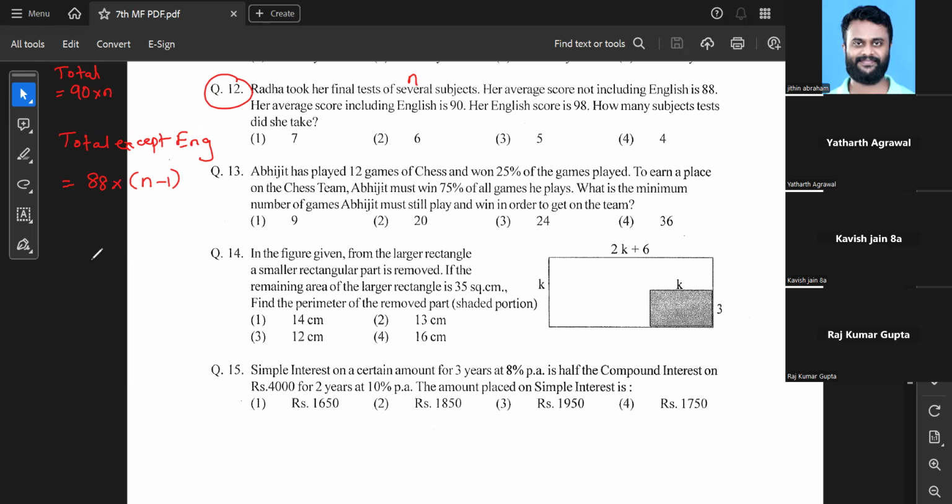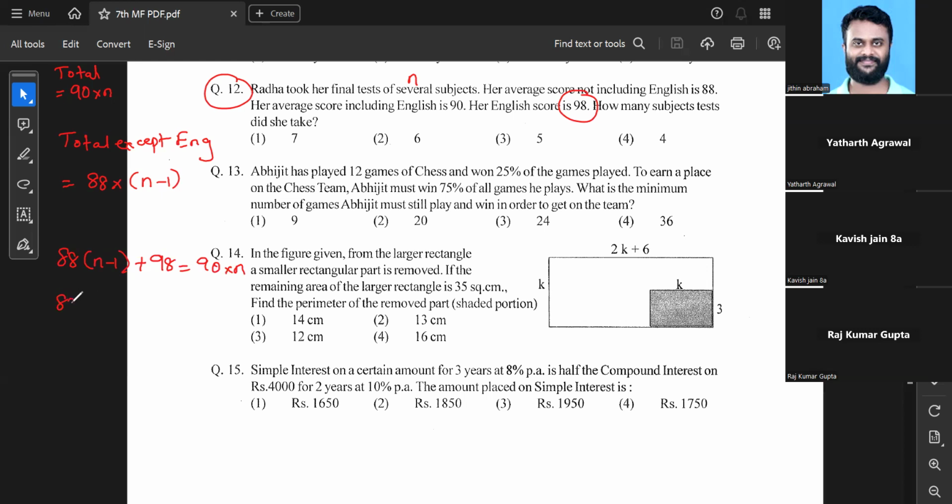So logically speaking, her English score is how much? This is the total leaving English, and this is the total including English. So whatever total you have, 88 multiplied by n minus 1, when you add the English score, that is 98 they have given, that's when you get the grand total, which in this case is 90 multiplied by n. You solve this, you will get the value of n, and that's what they are asking.